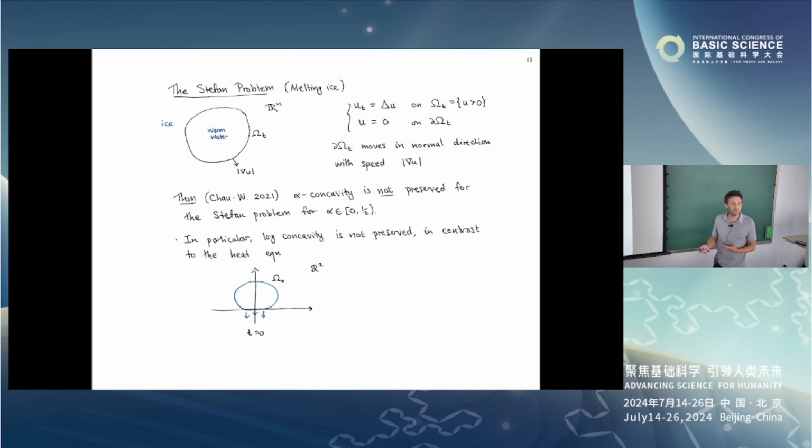The actual example we come up with is very similar to the one we had for the porous medium equation. There are some minor technical differences, but the domain we construct is the same. And what we see is that at t equals 0 it has a convex shape, but then at any positive time t between 0 and some small delta, it becomes this sort of bean shape that loses its convexity.